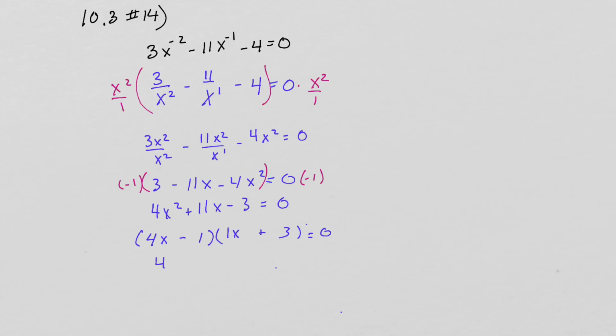So we'll set each factor equal to 0 then. 4x minus 1 is 0, or 1x plus 3 is 0. Here x is negative 3. Here we add 1 to both sides of the equation and divide by 4, so x is a fourth. So the two answers are 1/4 and negative 3.